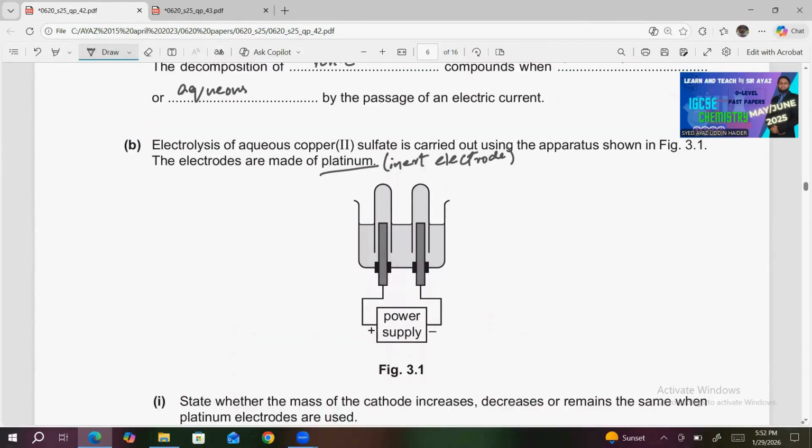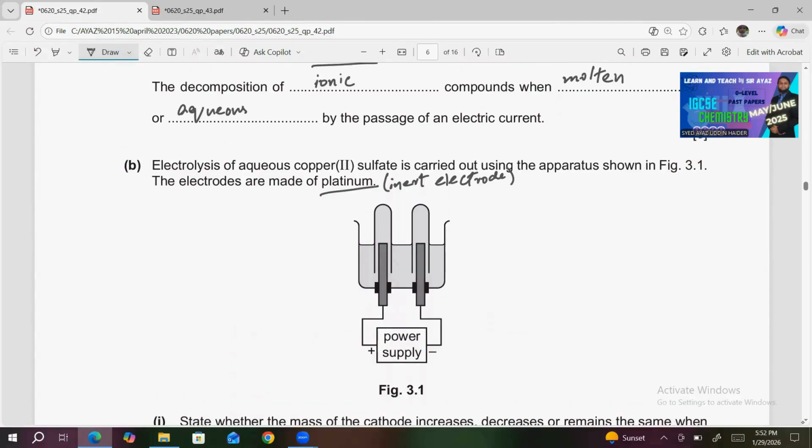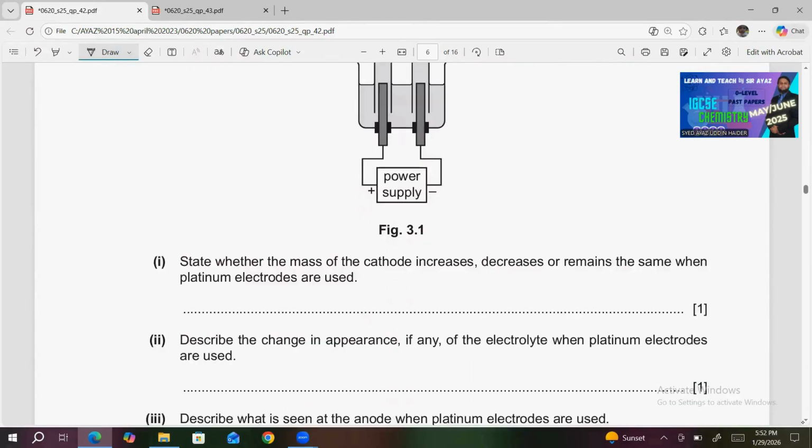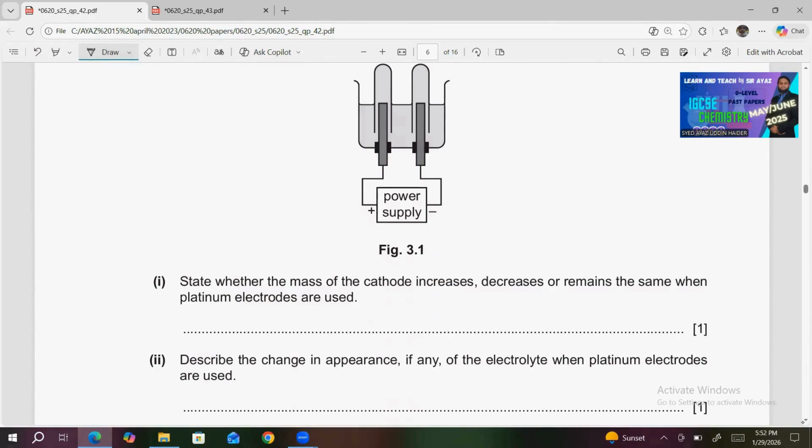It definitely remains. So you are having copper 2 sulfate, mass of the cathode, you will have copper 2 plus ion. It will move to the cathode. So it will increase in mass because copper will deposit at the cathode. So you write increase.